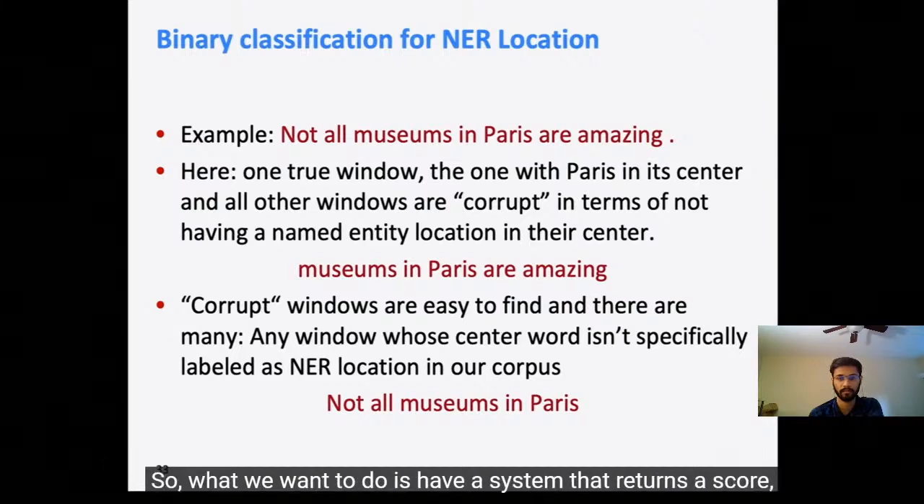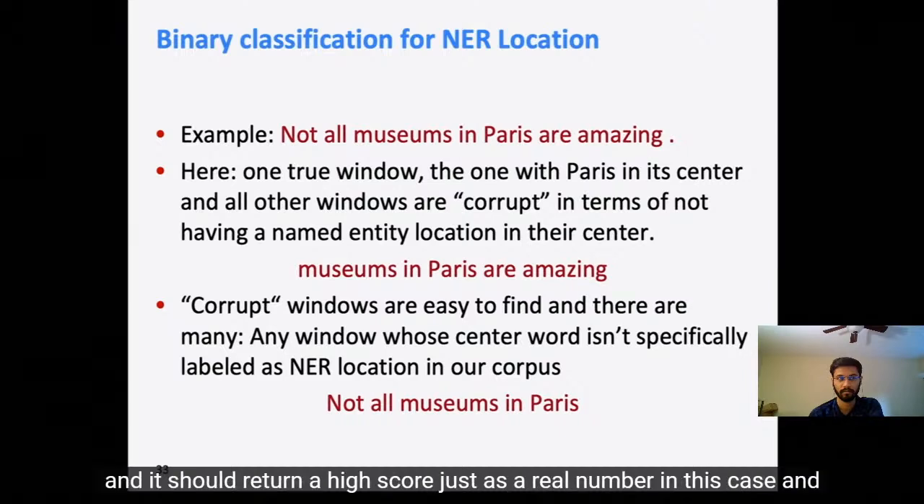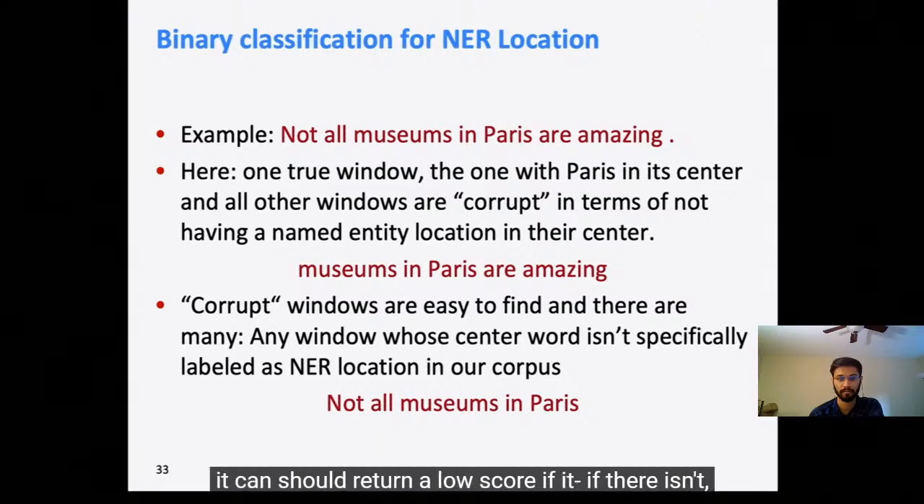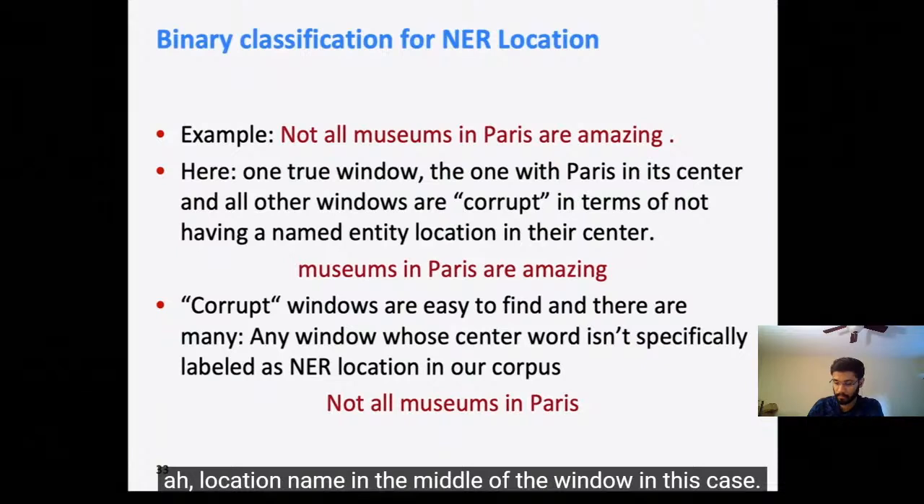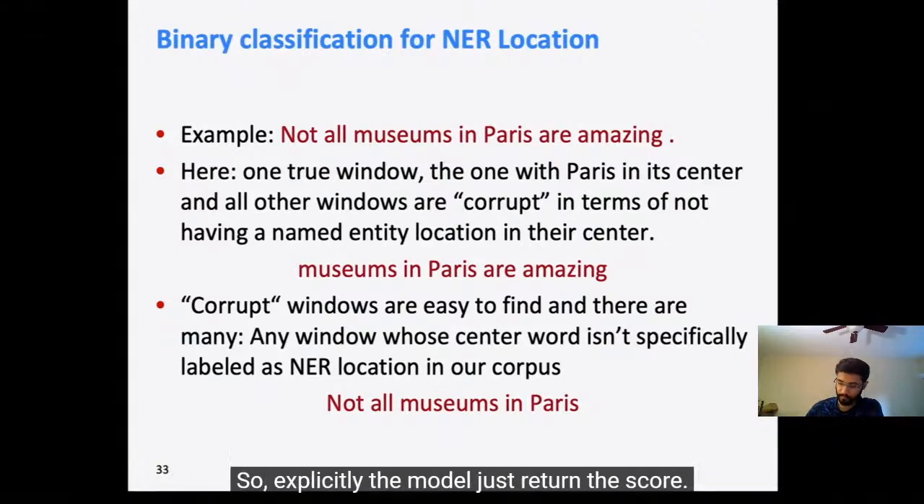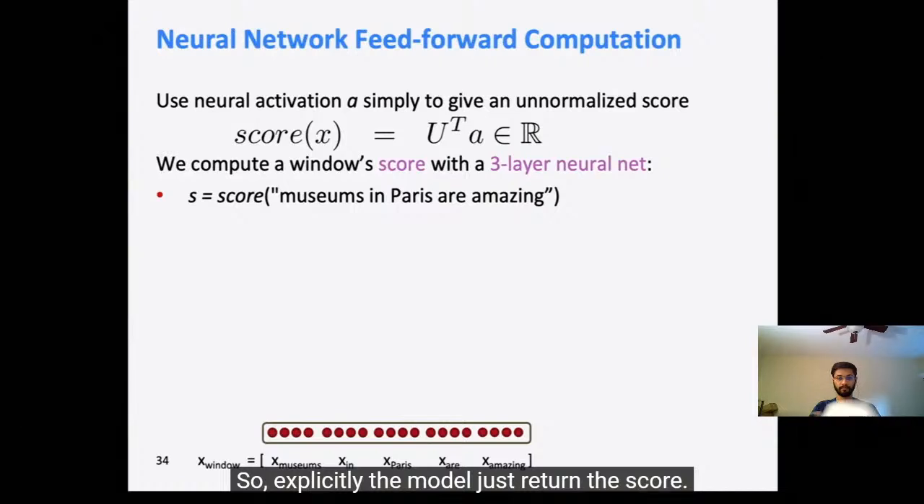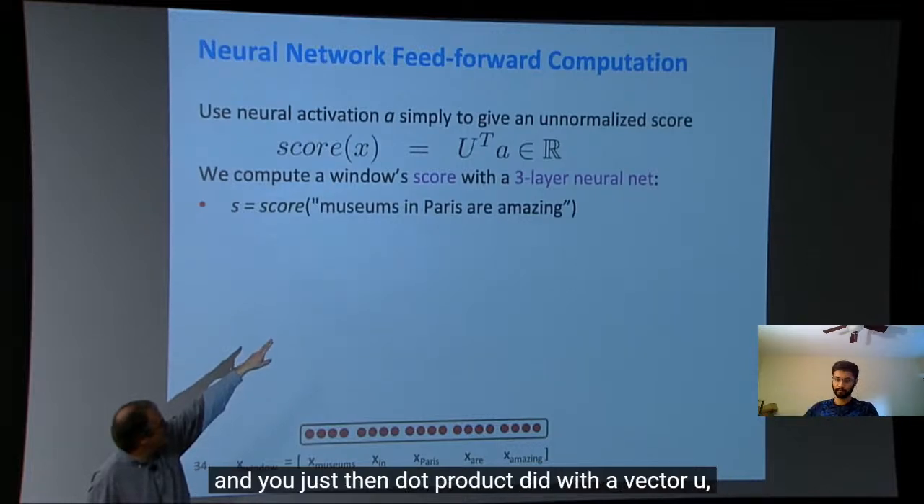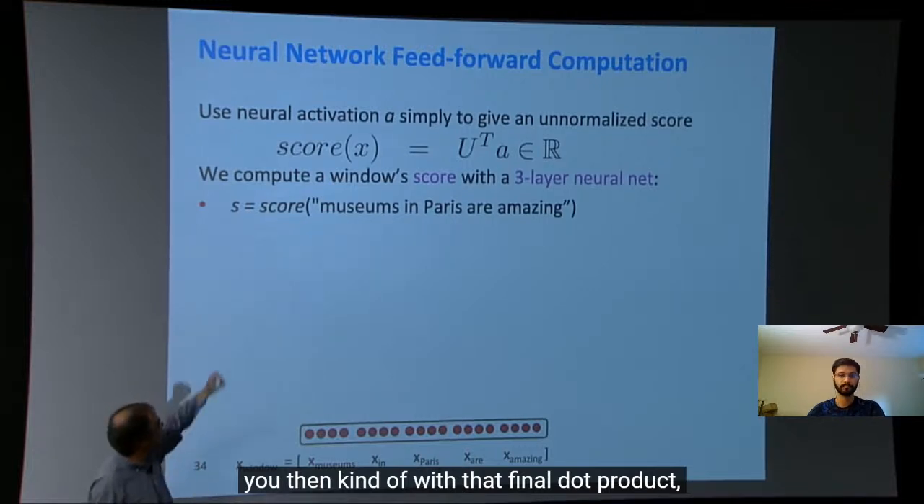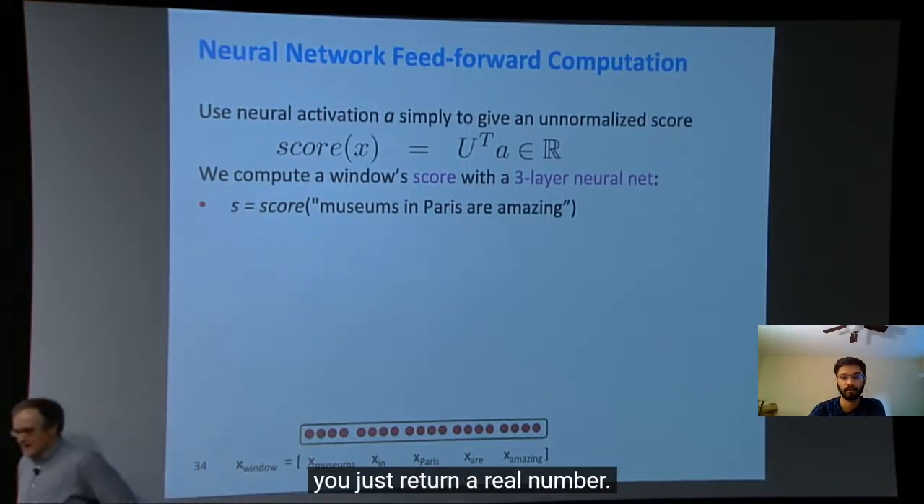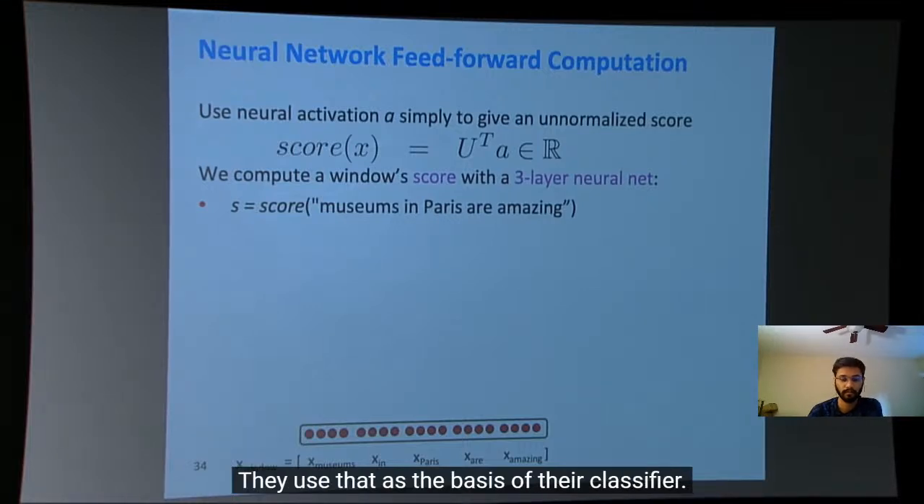And so what we want to do is have a system that returns a score, and it should return a high score just as a real number in this case, and it should return a low score if there isn't a location name in the middle of the window in this case. Explicitly the model just returned a score. If you had the top level of your neural network A, and you just then dot product it with a vector U, with that final dot product, you just return a real number. And they used that as the basis of their classifier.